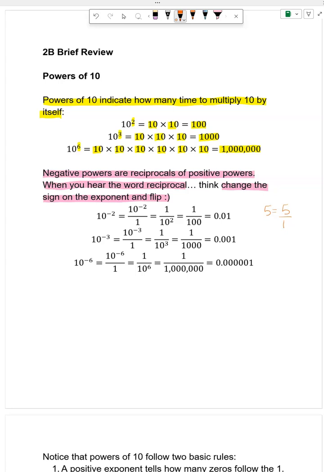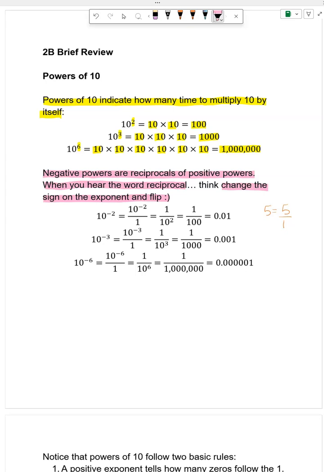3 can be written over 1. 7 can be written over 1. So 10 to the negative 2 power can be written over 1, right? Because 10 is a whole number. So when we have 10 to the negative 2 power, we're going to write that over 1, kind of make it a fraction, right?